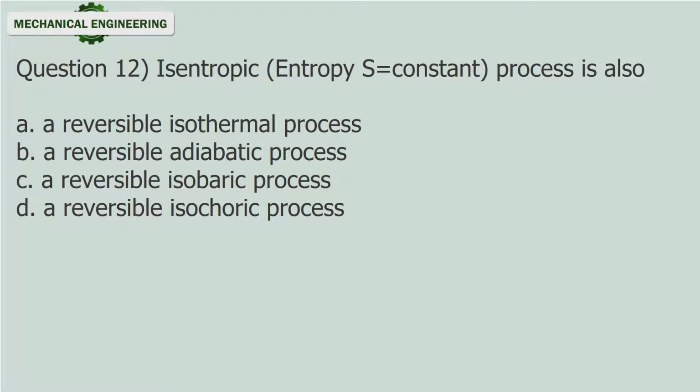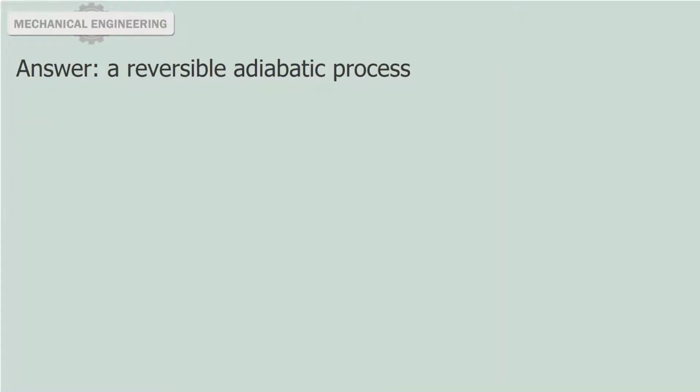Question 12. Isentropic, entropy S equals constant, process is also A. A reversible isothermal process, B. A reversible adiabatic process, C. A reversible isobaric process, D. A reversible isochoric process. Answer: a reversible adiabatic process.